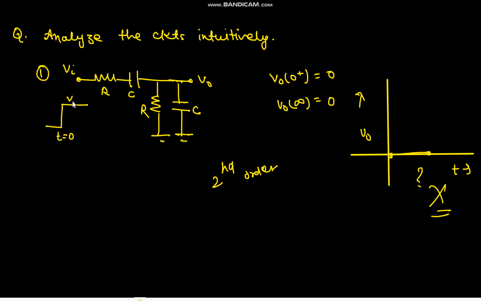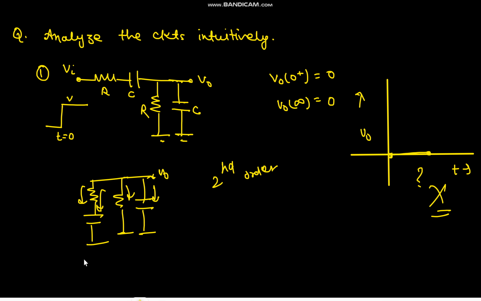Just short circuit the input, then your circuit would look something like this, right? The current flowing through this capacitor and the current flowing through this capacitor are both different, and the current flowing through this resistor and this resistor are also different. So all of them are having different currents, and you have two storing elements here, so it's a second order system. So you have two poles.